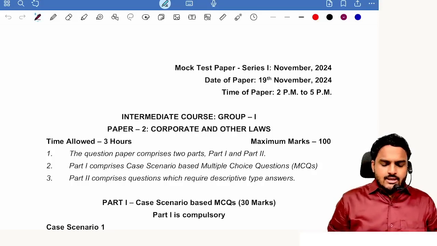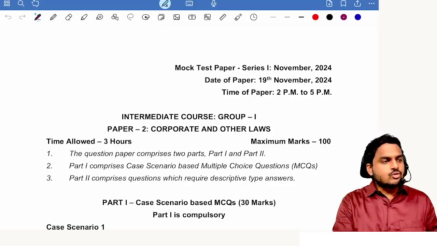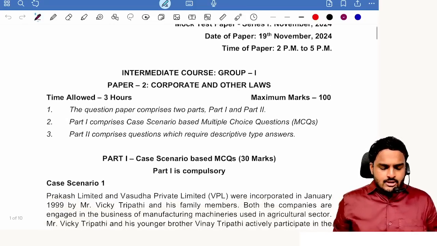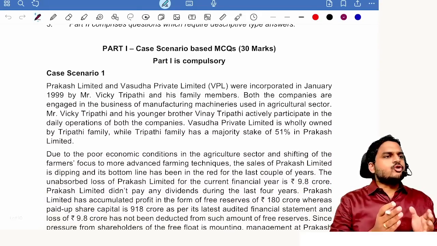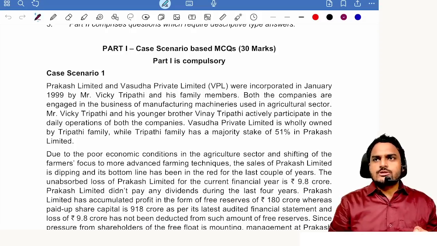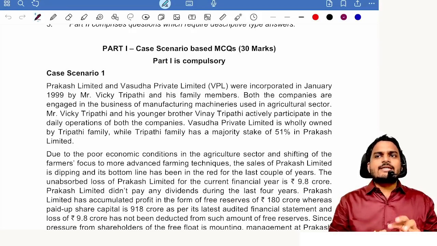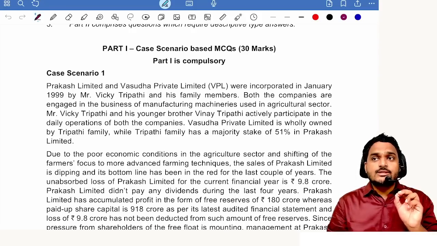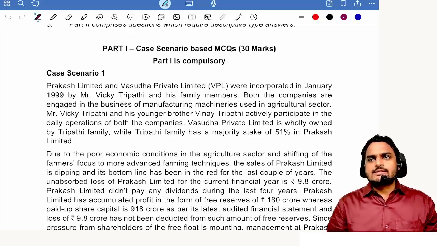In this lecture, I'll discuss with you mock test paper series 1, paper 2 corporate and other laws. So this is similar to the final examination. Here you will find two parts. Part 1 multiple choice questions, part 2 descriptive questions. In multiple choice questions, we have two varieties: one is case scenario based multiple choice questions, and the second one is independent multiple choice questions.